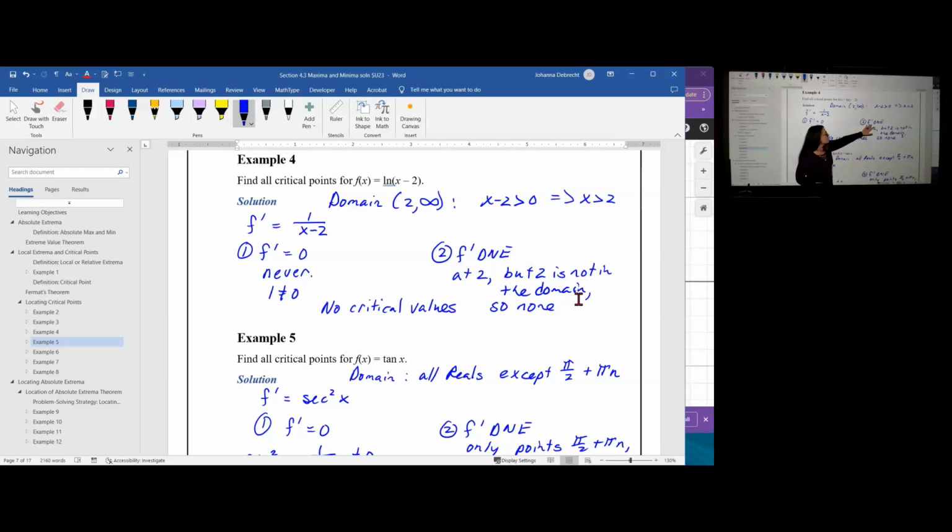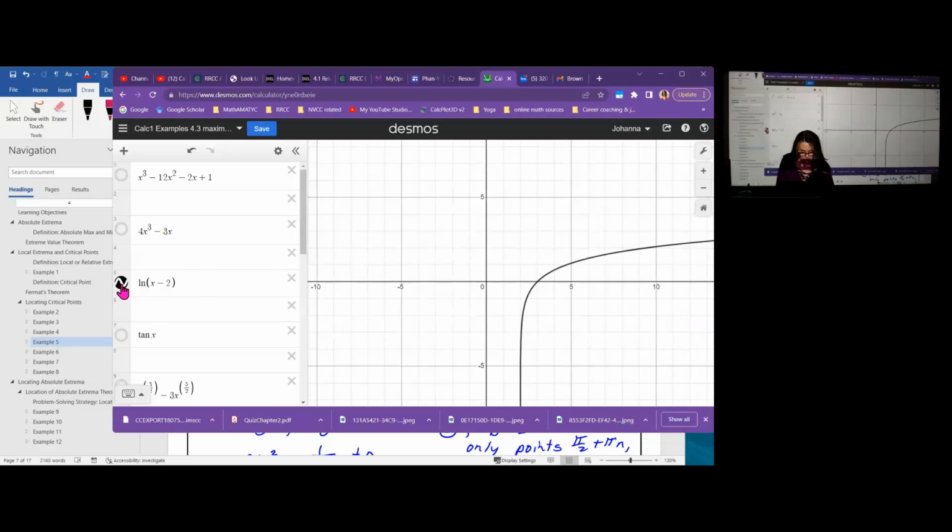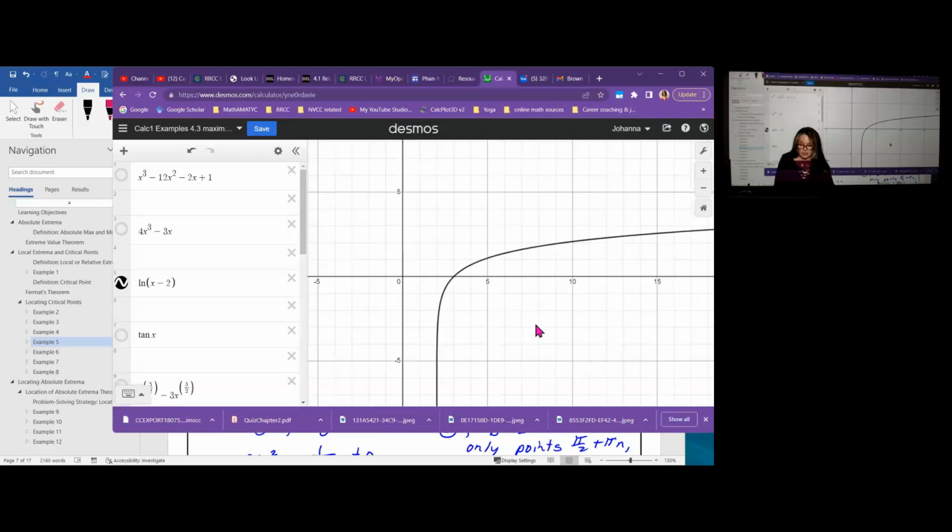When we look at the first derivative to see where it's not defined, we notice it's not defined at 2. That 2 is not in the domain of the function, so 2 cannot be a critical point. There's no critical point, which must mean that we have no relative or local or absolute maximum or minimum over the entire domain. Let's look at the graph to see if it confirms what we suspect. And again, when you look at this, there is no absolute maximum because it's going up forever, and no absolute minimum because as it approaches x equal 2 from the right, it goes to negative infinity.